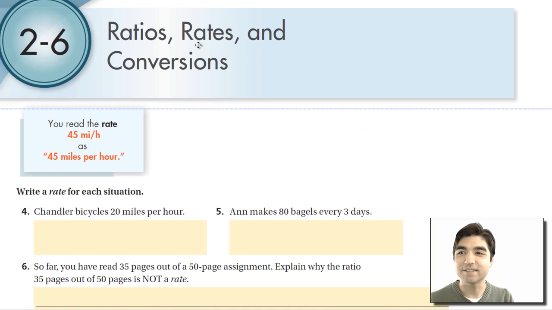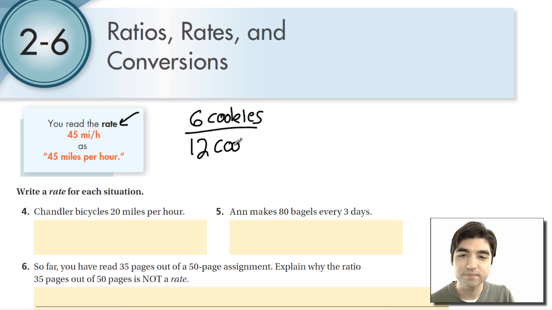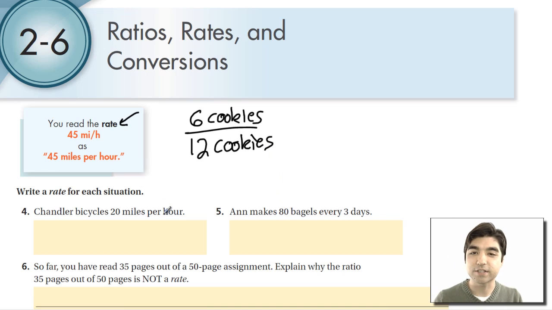Okay, so here we are on section 2.6, which is ratios, rates, and conversions. And a rate is a special type of proportion where you're comparing two different units of measurement. What I mean by that is that instead of saying you ate six cookies out of 12 cookies, that's a proportion. But a rate is when you're comparing two different types of things.